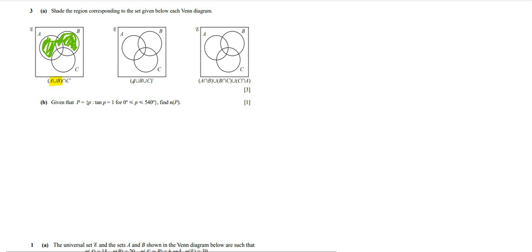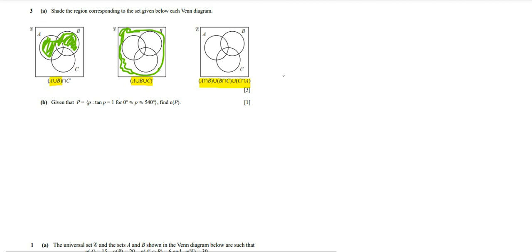Now, A union B union C and the complement of all of it. This is also not too hard. If we consider A union B union C, it's all of these circles and all the intersections, everything except the background. But since we have a complement here, we don't want this region, so it's just the background bit. Now lastly, we have (A intersecting B) union (B intersecting C) union (C intersecting A).